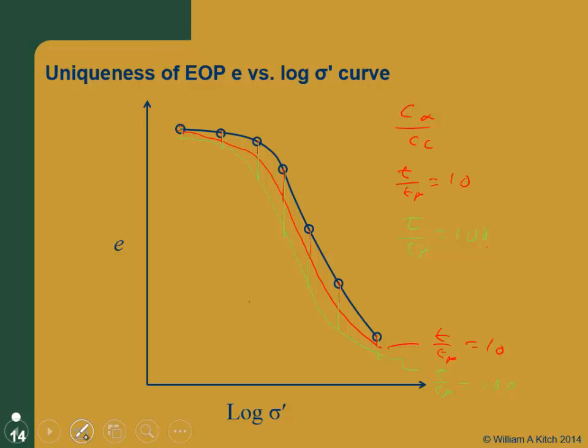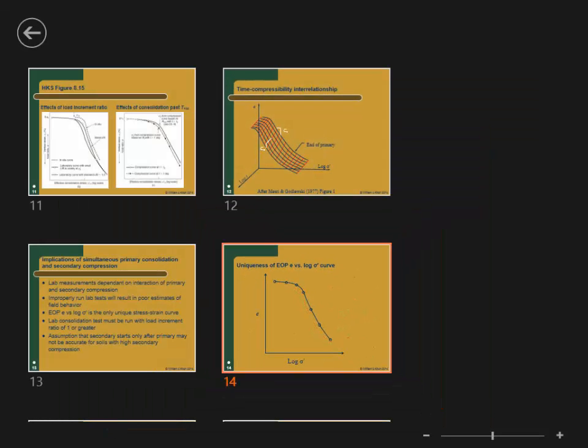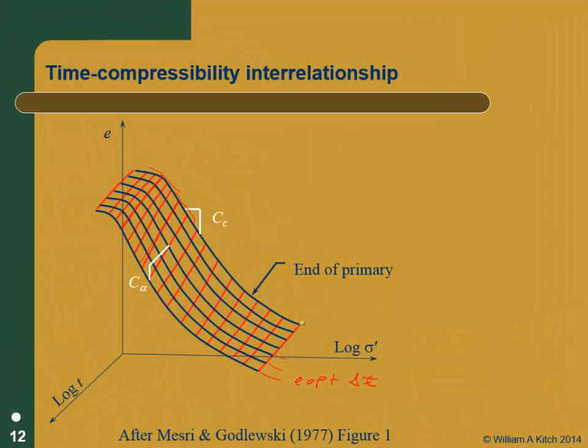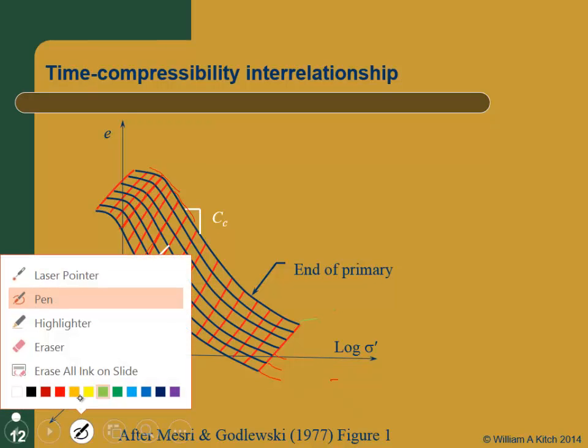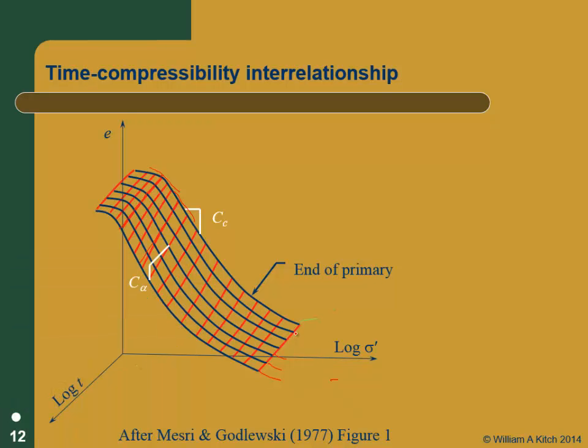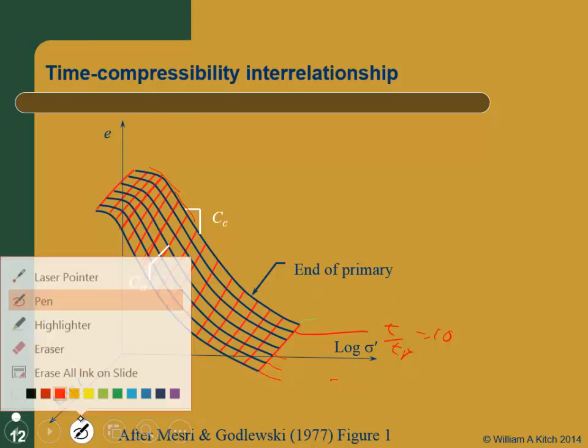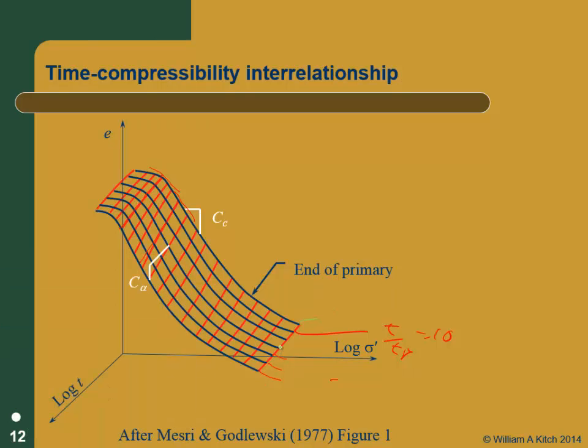So what I'm really doing is I'm plotting, so if this is the EOP curve, this one might be t over t_p equal to 10, and I'll just pick an arbitrary one. This one might be t over t_p equal to 100. You understand what I'm doing, at least conceptually?